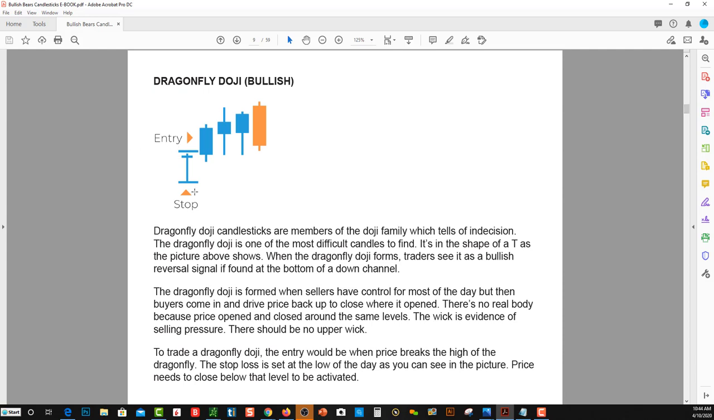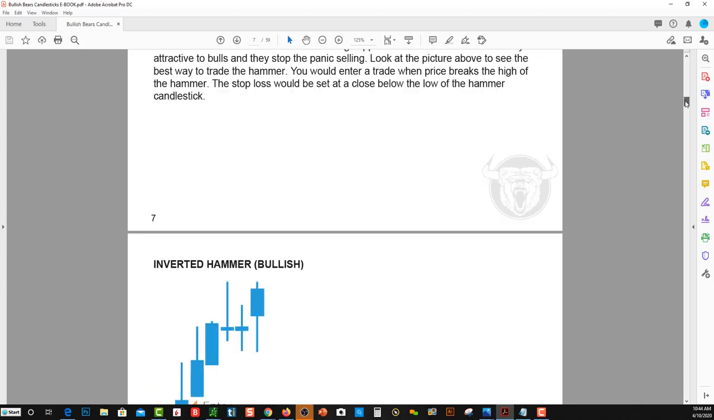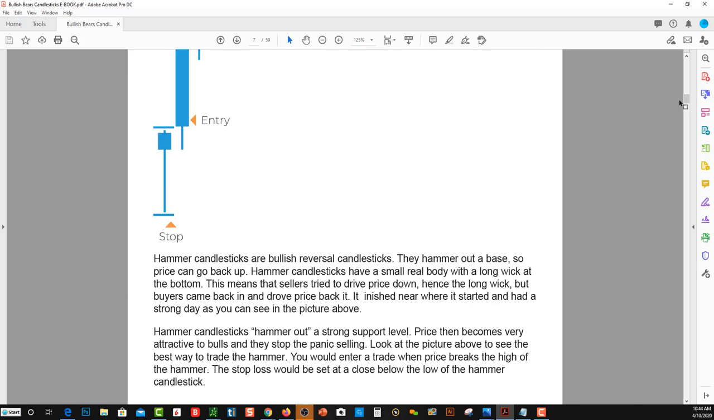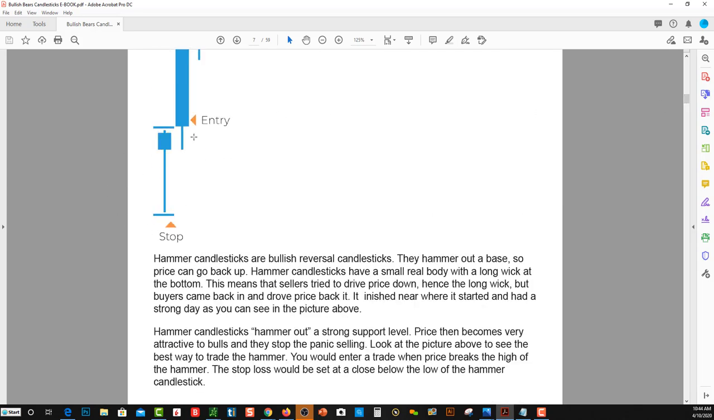And then you have dragonfly dojis right here. Again, looks kind of like a long-legged doji. You'll see that actually this is supposed to have the top missing off of it, but it basically looks like a hammer with just a lower, smaller real body. Inverted hammer, just an upside down hammer. So you guys see how these all have, and then hammers, right? Hammer, very, very important. Pay close attention to these at the bottom of downtrends.